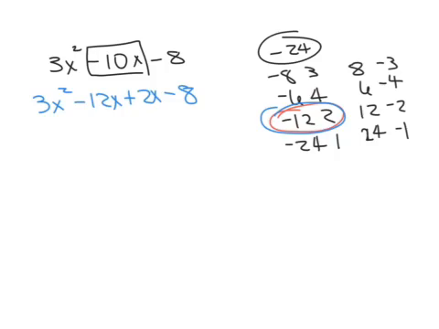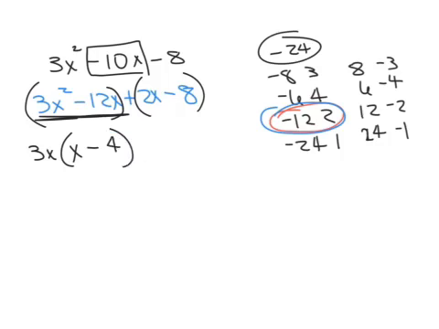Now we're going to group these just like that. And this sign right there is going to be all by itself outside the parenthesis. Now we look at this one. Is there anything I can factor out? Yeah, I can take a 3 and an x out, and that leaves me with an x minus 4. Because remember, this is 3 times 4. We took the 3 out, leaving me with the 4.